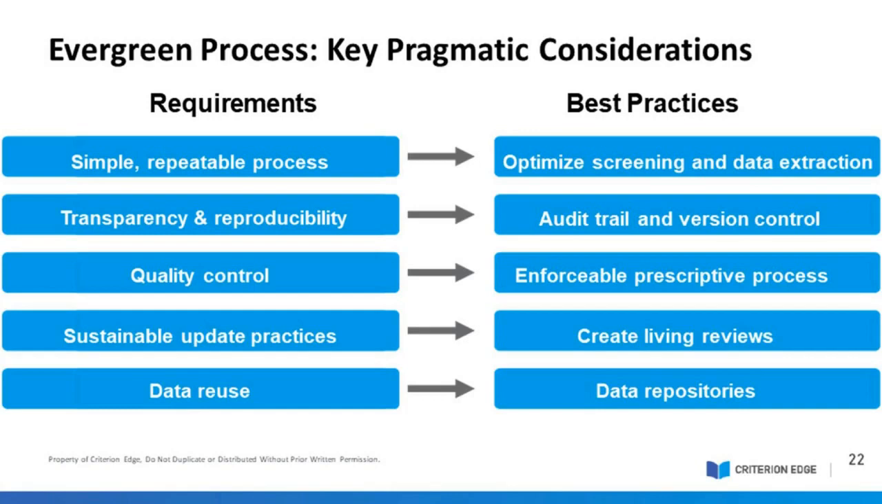So, arising out of these requirements are 5 pragmatic best practices for reviews. Optimize screening and data extraction processes across reviews. Implementing the consistent use of available tools and softwares can streamline these processes. If you are using software, be sure you are performing version control and create audit trails. Enforce prescriptive processes wherever you can to produce cleaner data. Consider implementing living reviews so you can stay up to date on data that you manage. And finally, data repositories can allow you to leverage the work you have already done.